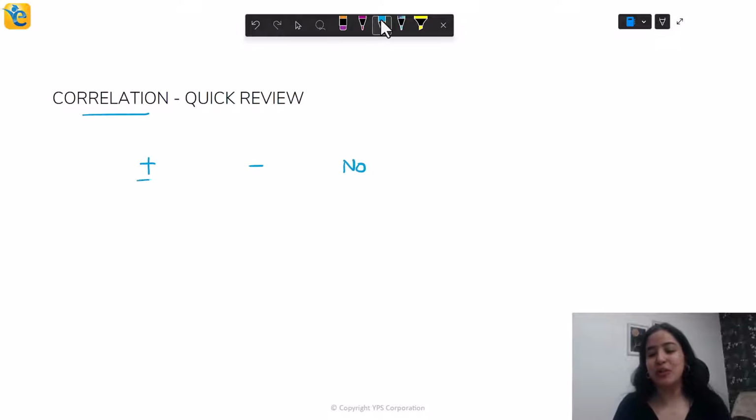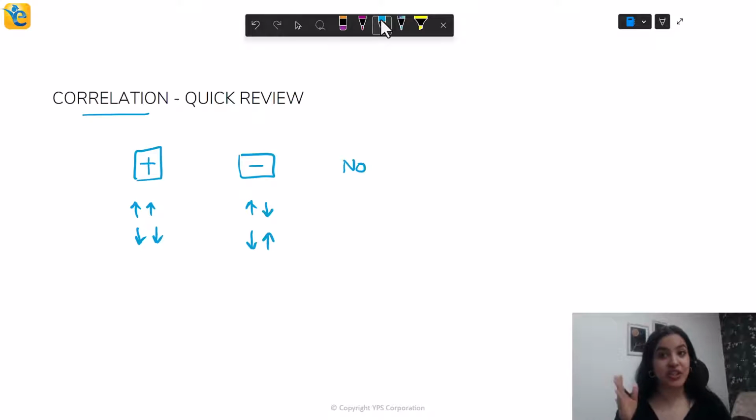Positive correlation shows that the two variables move in the same direction. They could both be increasing or both decreasing. Negative correlation shows movement in opposite direction, as you see here. One increases, the other decreases. While no correlation is when there is no predictable pattern between the variables. You can't really tell what's happening when one of them is increasing. Is the other one increasing or decreasing? It'll seem to be going everywhere. It'll be just scattered. That is no correlation.